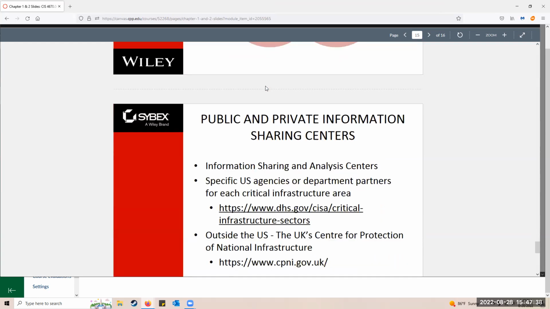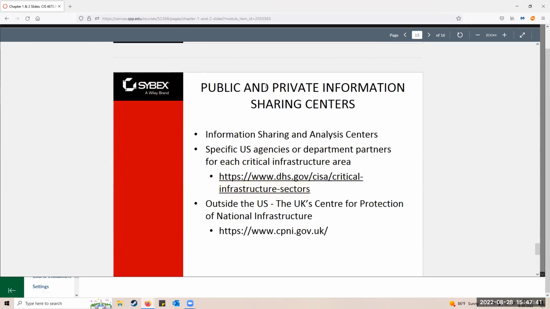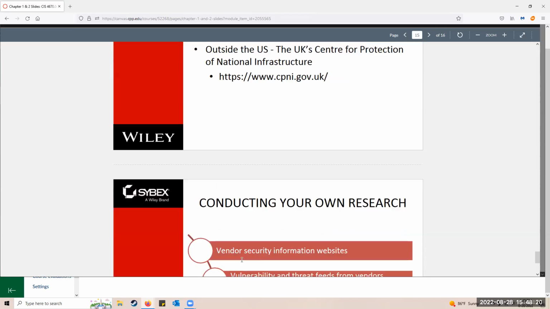All right, we're going to skip over this one and look at public and private information sharing centers. So again, our lonely analysts are sitting there behind a screen trying to ascertain if a threat is actually happening. Specific US agencies or departments, partners, etc., have critical infrastructure. You can visit this DHS website, and under CISA, it's going to have a listing of critical infrastructure sectors, not necessarily different points, but different sectors. And ISACs work along the same lines.